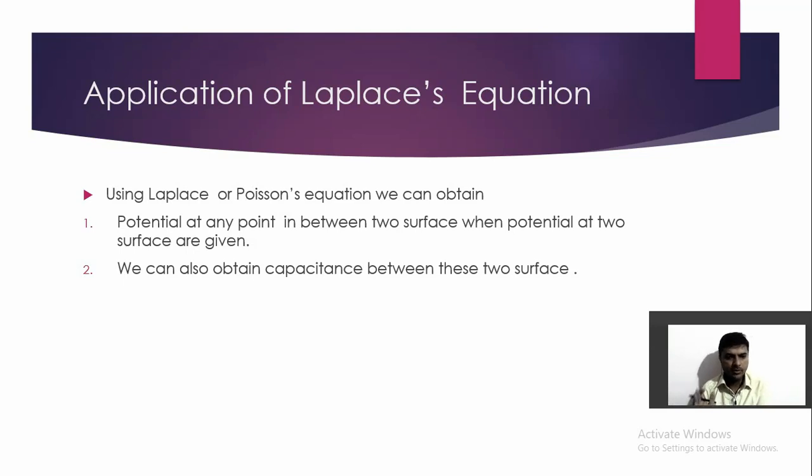Using Laplace or Poisson's equation, one can obtain the potential at any point in between 2 surfaces, when the potential at the 2 surfaces is given. We can also obtain the capacitance between these 2 surfaces.